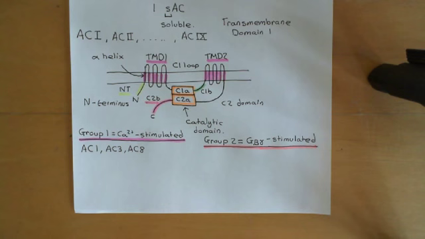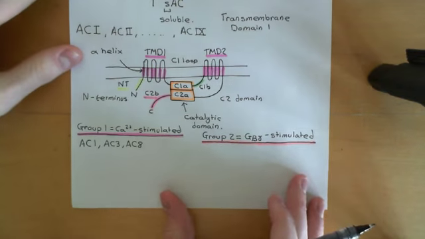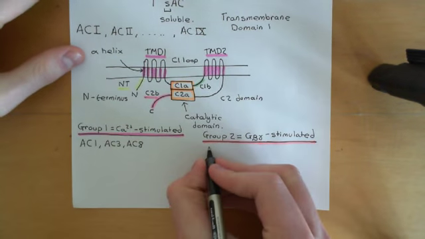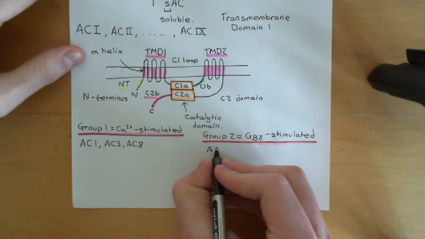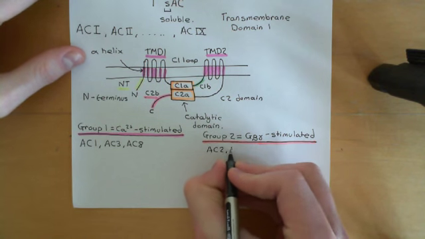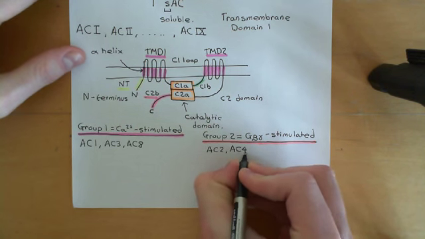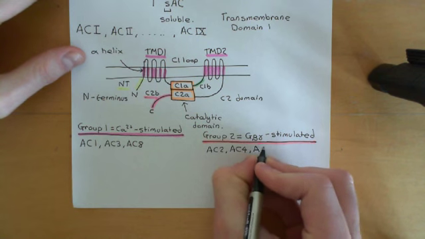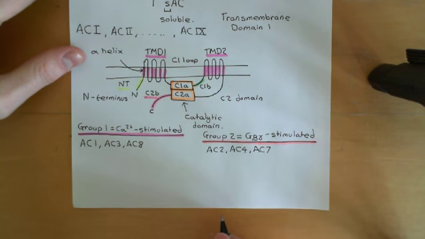And again, we'll come back to this right at the end when we come on to discuss alternative ways of modulating the adenylyl cyclases. Okay, so which adenylyl cyclases are in this group 2? They are adenylyl cyclase 2, adenylyl cyclase 4, and adenylyl cyclase 7. So 2, 4, and 7 are in group number 2.